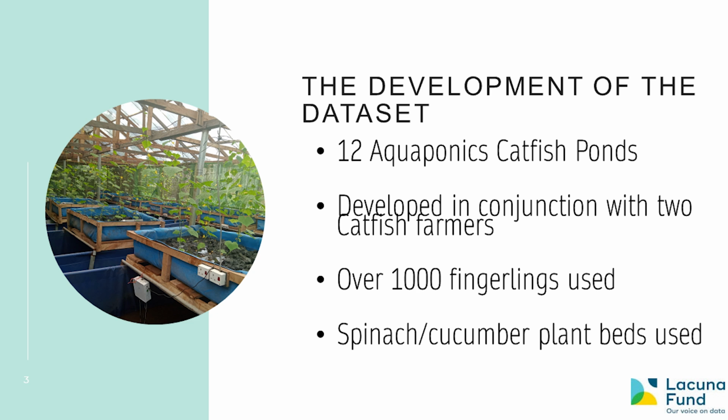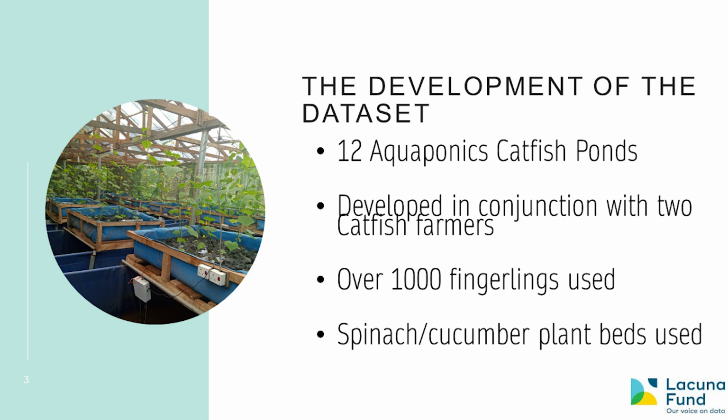Regarding the development, we had 12 aquaponic catfish ponds. By aquaponics, we mean it's a combination of hydroponics and aquaculture. As you can see in the picture, we built artificial ponds made of tarpaulin and then a plant bed on top of it, but it's soilless. We just have charcoal and gravel.